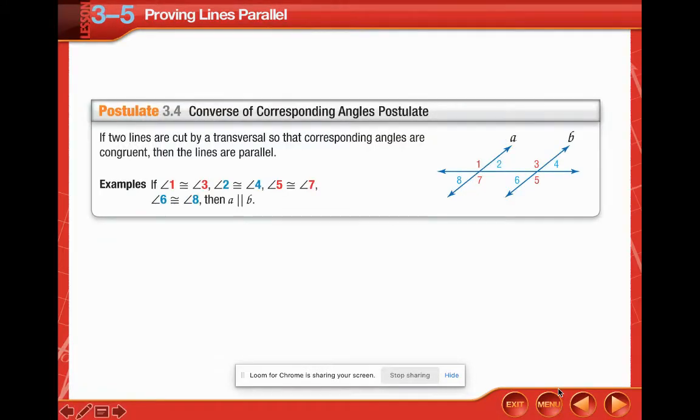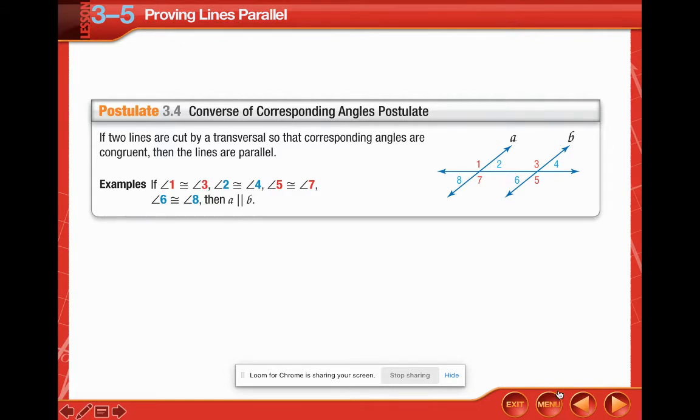So, converse of the corresponding angles postulate. If two lines are cut by a transversal so that the corresponding angles are congruent, then the lines are parallel. So, angle 1 is congruent to angle 3. Angle 2 is congruent to angle 4. Angle 5 is congruent to angle 7. Angle 6 is congruent to angle 8. Okay, line A is parallel to line B.